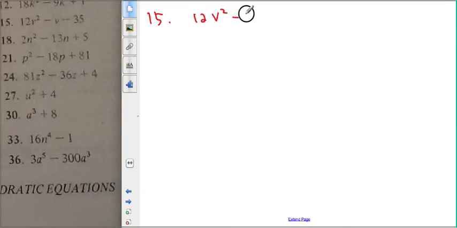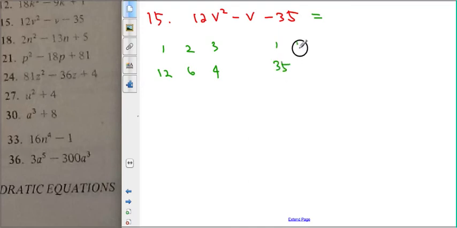V squared minus v minus 35. So let's think about that for a second. This basically means 1 and 12, 2 and 6, and 3 and 4. As you can see, there are many factors. But 35 means 1 and 35, and then 5 and 7.